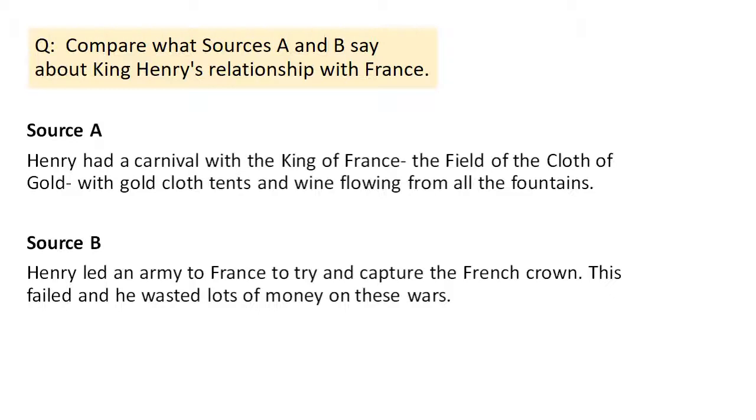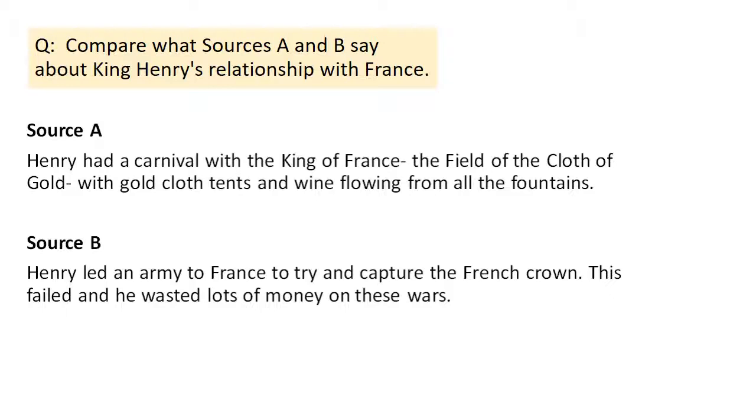Compare what sources A and B say about King Henry's relationship with France. Source A: Henry had a carnival with the King of France, the field of the cloth of gold, with gold cloth tents and wine flowing from all the fountains. Source B: Henry led an army to France to try and capture the French crown. This failed, and he wasted lots of money on these wars.